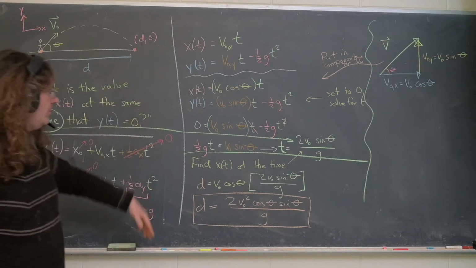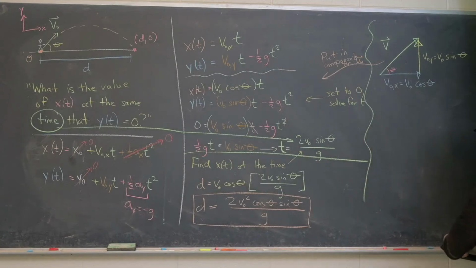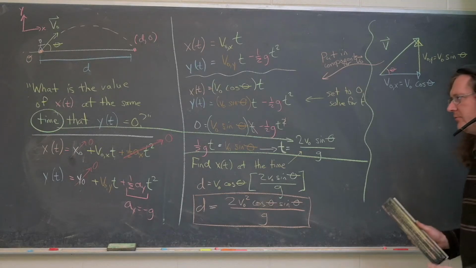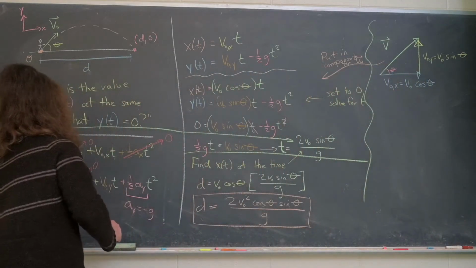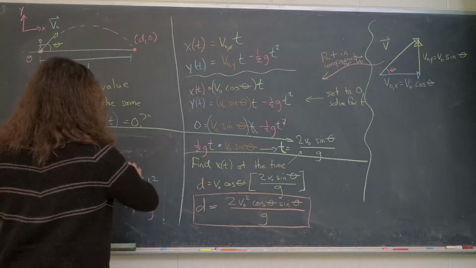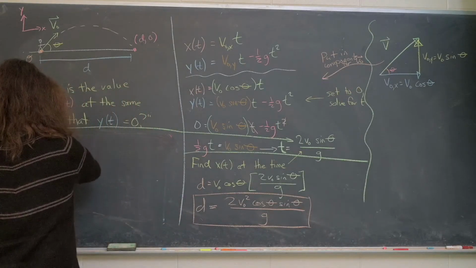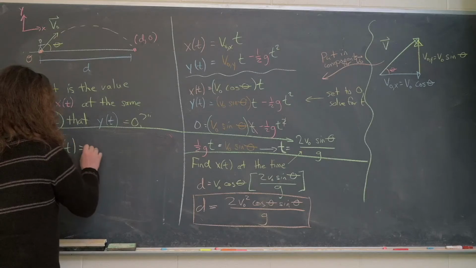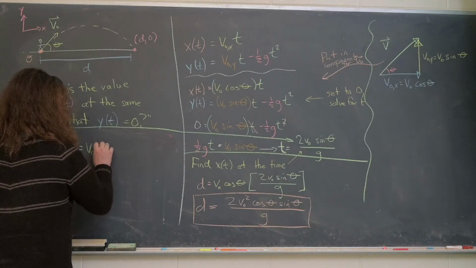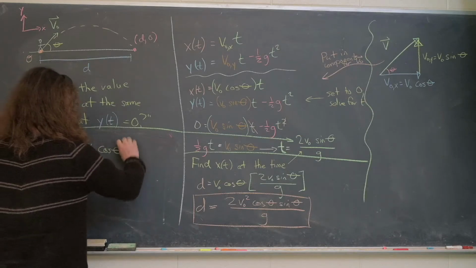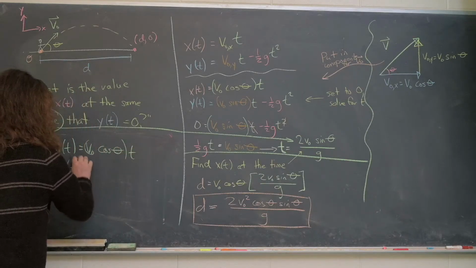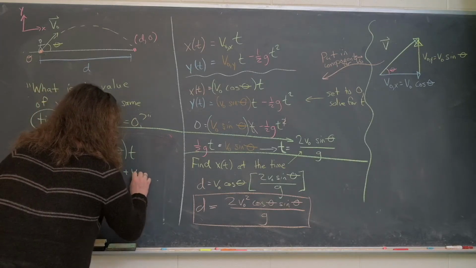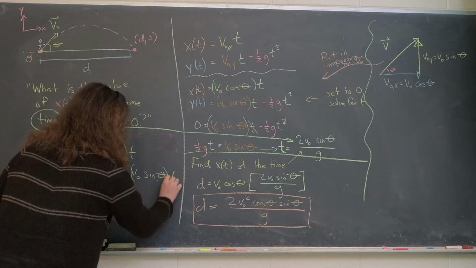I know this looks like a whole bunch of algebra, right? But that's just because I've been being very, very step by step. So what I'm going to do is clear off some of my extra algebra and make it even more simple. So we know x of t is V naught cosine theta times t. We know y of t is minus 1/2 g t squared plus V naught sine theta times t.